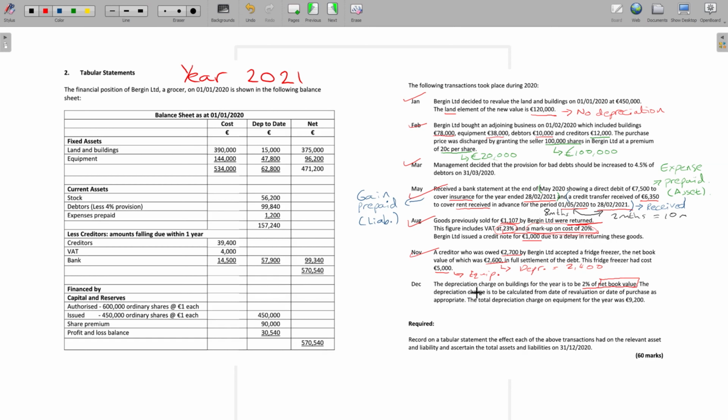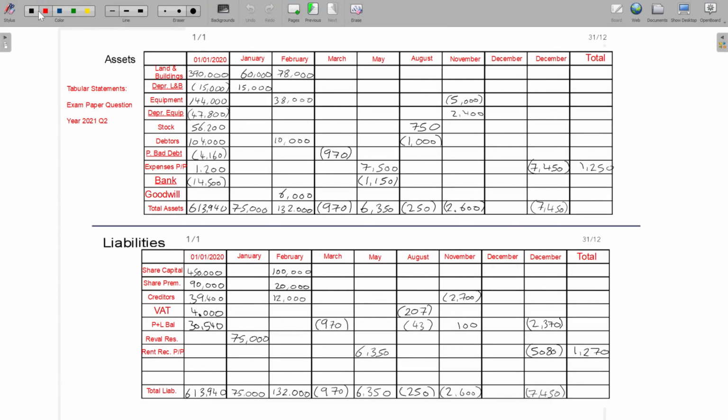The depreciation charge is to be calculated from date of revaluation or date of purchase as appropriate. The total depreciation charge on equipment was 9,200. So you can put that in straight away, 9,200 into depreciation. That's reducing our assets.